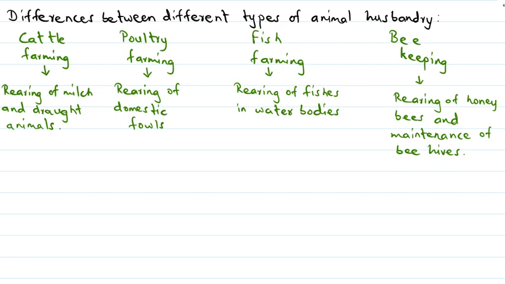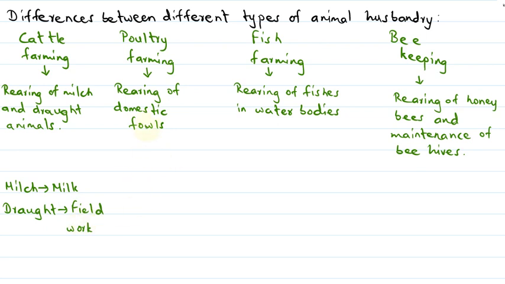So in case of cattle farming, there is rearing of milch and draught animals. From milch animals, what is obtained? Milk is obtained. They are high yielding varieties of milk, okay? And from draught animals, the purpose that is served is that the field work is done by the draught animals, okay?